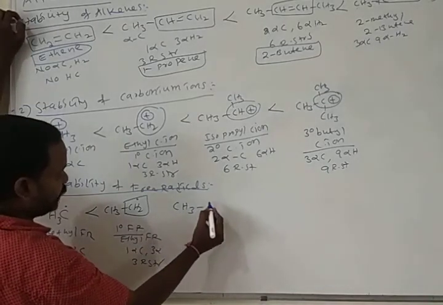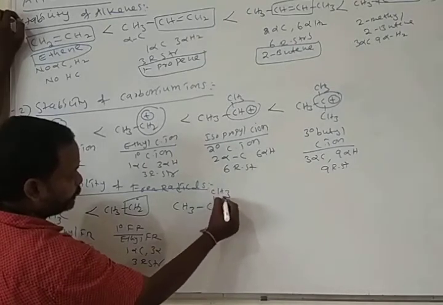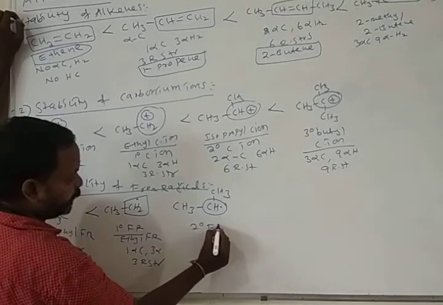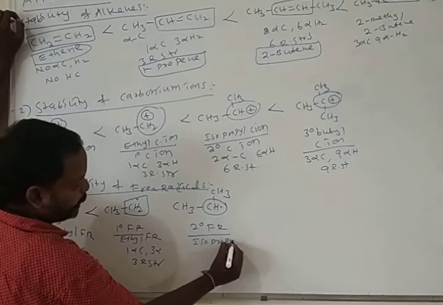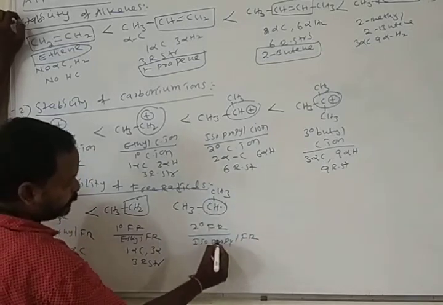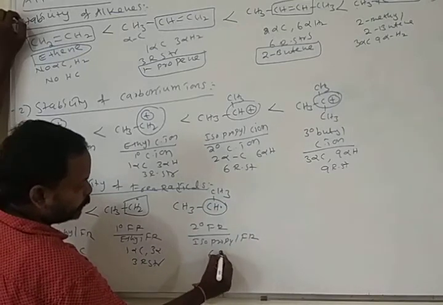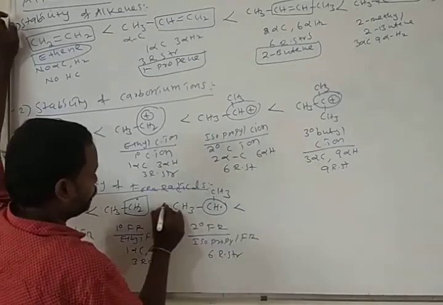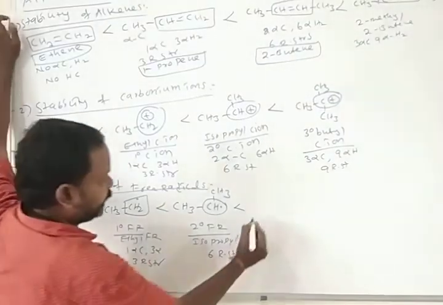And here I am taking one more, CH3 CH dot CH3. This is the functional group. This we call secondary free radical, isopropyl free radical. 2 alpha carbons are there, 6 alpha hydrogens are there, so it forms 6 resonance structures. So secondary free radical is more stable than primary free radical.